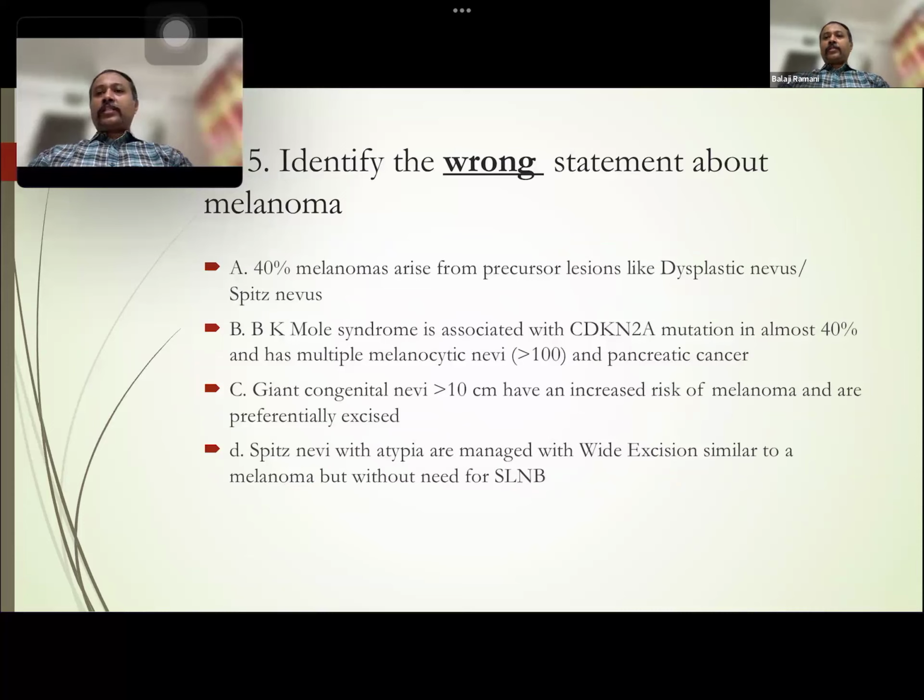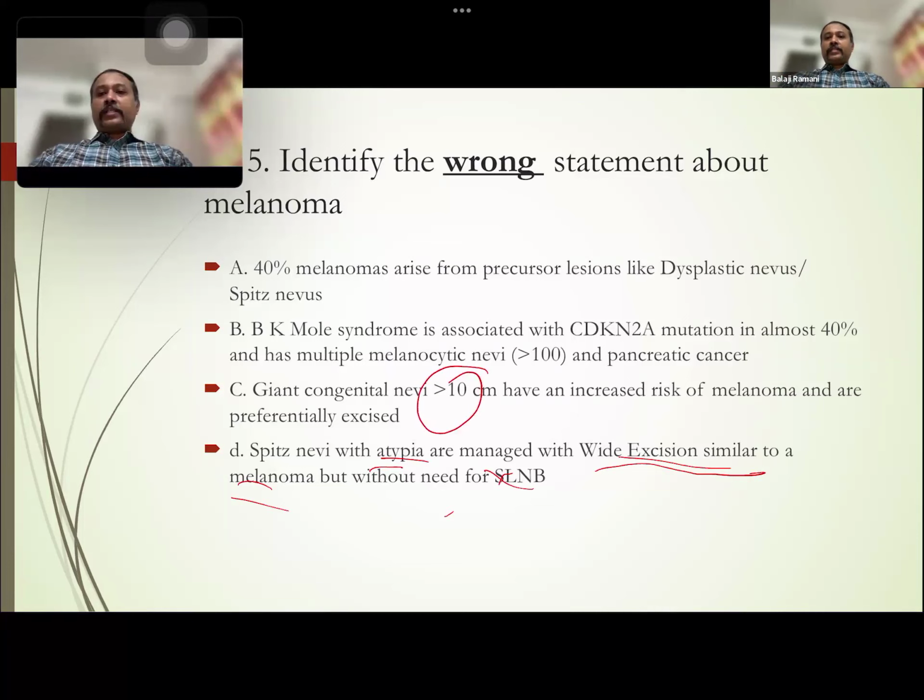Now, identify the wrong statement about melanoma here. 40% arise from precursor lesions like the dysplastic nevus. BK mole syndrome is associated with CDKN2A mutation, in almost 40% has multiple melanomas, and is associated with pancreatic cancer. Giant congenital nevi greater than 10 cm have an increased risk of melanoma and are preferentially excised. Spitz nevi with atypia are managed by wide excision similar to a melanoma but do not require an SLNB. So the correct answer here is of course 10 cm.